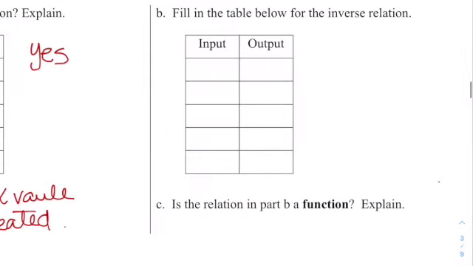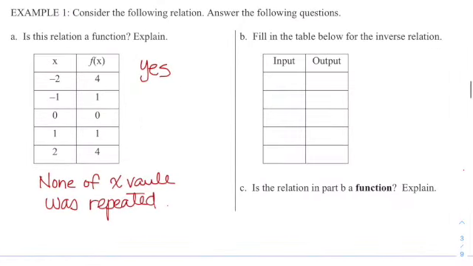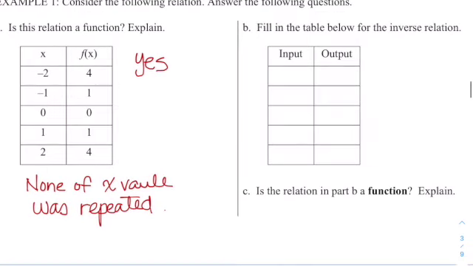B, fill in the table below for the inverse relation. Really, what you have to do is just take your f of x, put it in the x position, and take your x, put it in your f of x position. So it's going to be just -2, -1, 0, 1, and 2. That's really your f of x. And then this is going to be 4, 1, 0, 1, 4, and that is going to be your x.